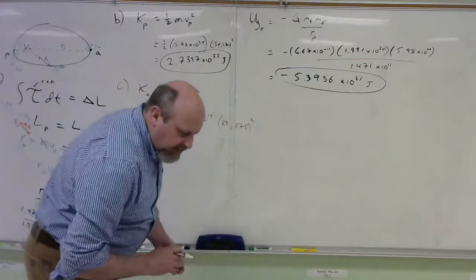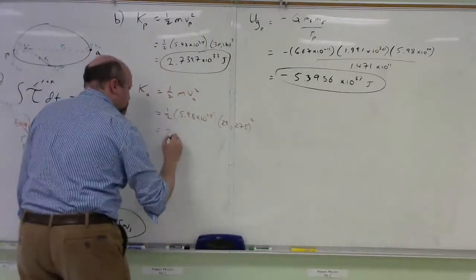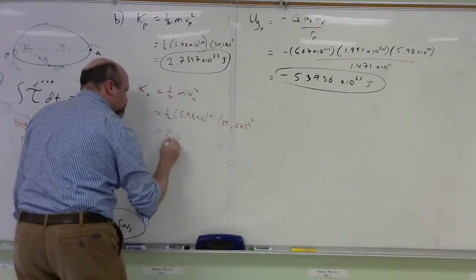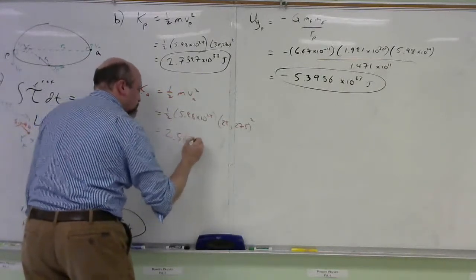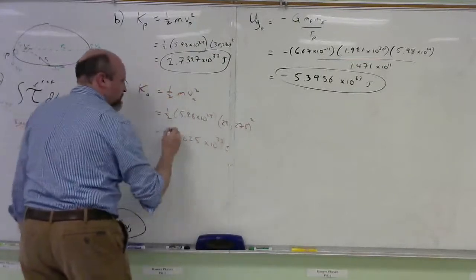And when I punched that in my calculator, I got 2.5625 times 10 to the 33rd joules. Okay.